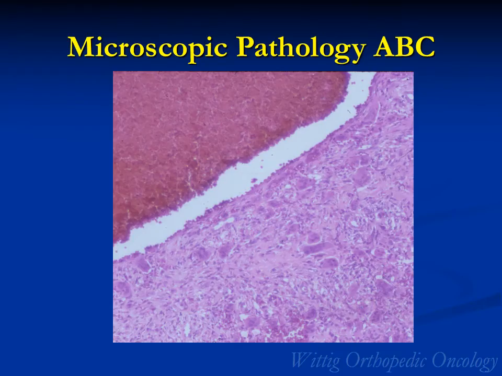This is the microscopic pathology of an ABC. You can see a large cystic cavity filled with blood in an ABC and very thickened septa. Often there are giant cells in the wall of an ABC, and a fibrous type tissue. However, all the cells here look much more uniform. They do not look large, bizarre, or giant, or atypical.